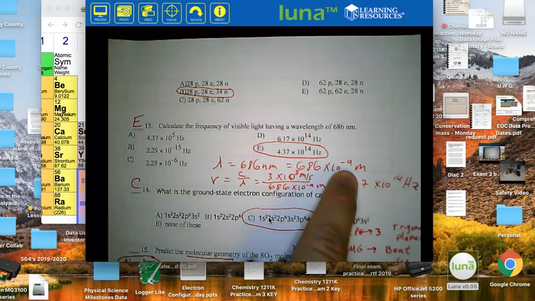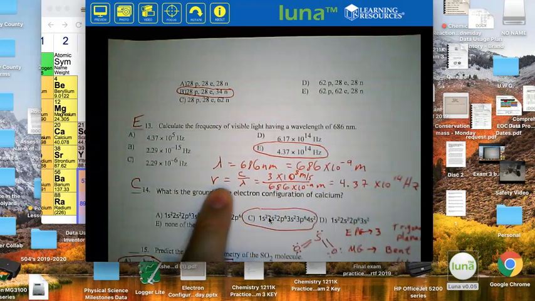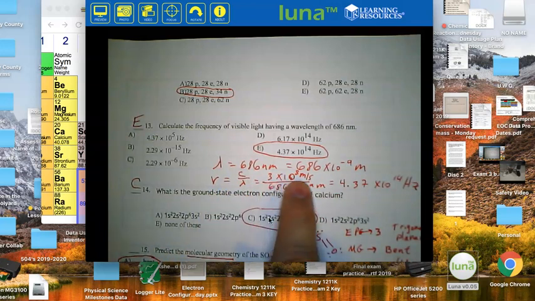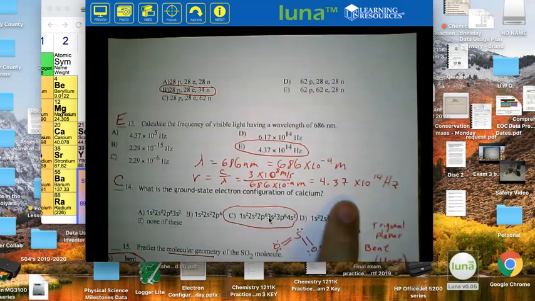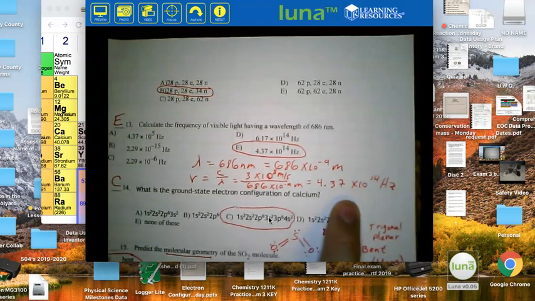If you're trying to find frequency, we know frequency is equal to the speed of light over the wavelength. The speed of light is a constant, 3 times 10 to the 8th meters per second, divided by the wavelength, 686 times 10 to the negative 9th meters. Do the division there to get the frequency of 4.37 times 10 to the 14th hertz.